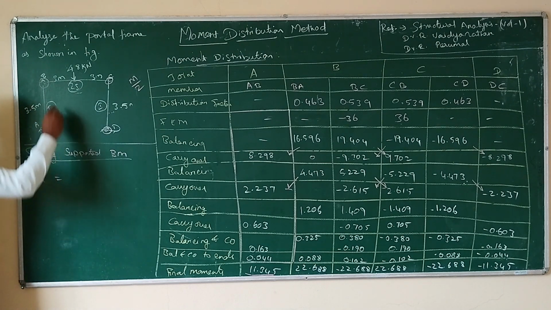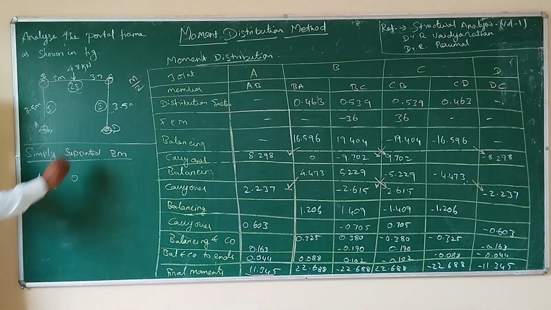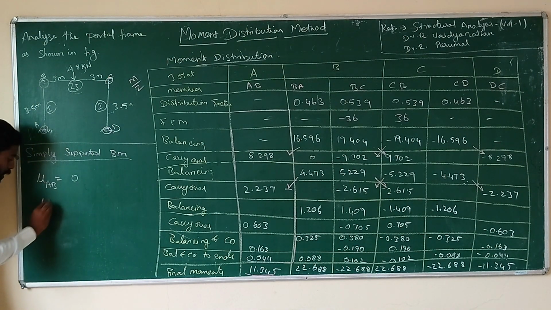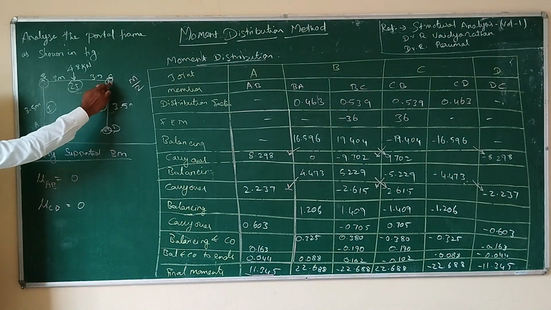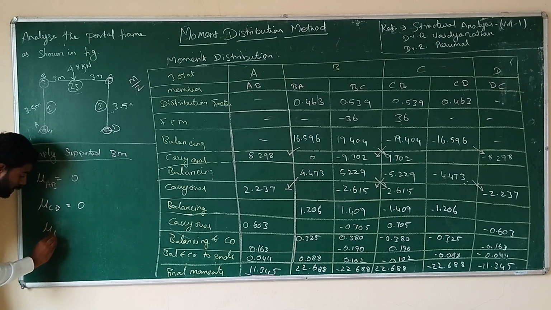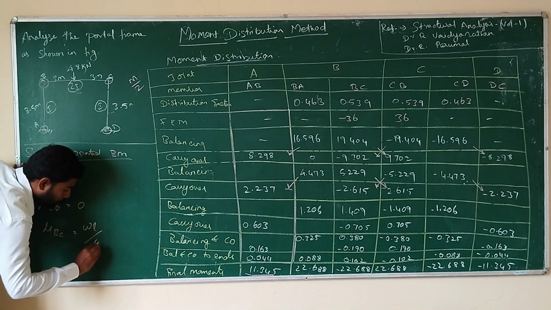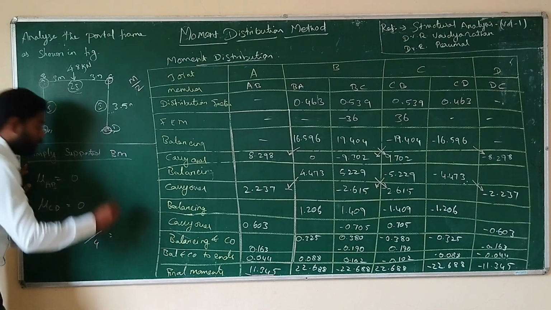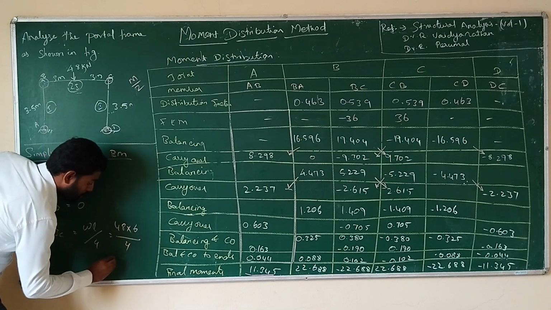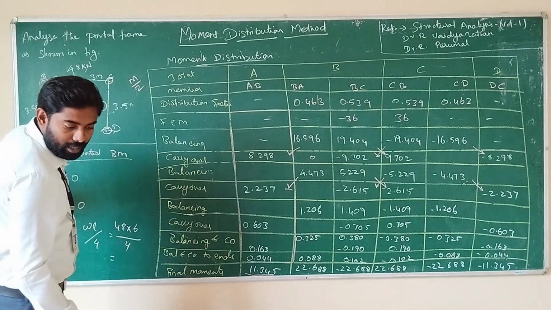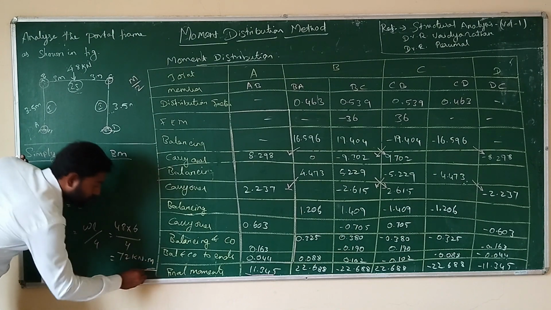So for member AB there is no load, so the bending moment is 0. In the same way, the bending moment at CD will be 0. In the case of BC, the simply supported bending moment is given by the formula WL by 4. Solving this, 48 into length 6 divided by 4, we get the value of 72 kilonewton meter.